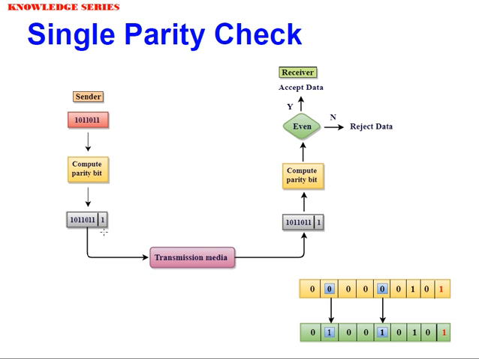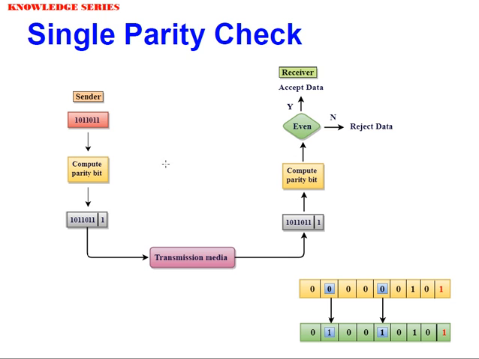At the receiver side, just like in the OSI model, the bits have come exactly the same, and it is going to compute the parity bit. At the receiver side, it is going to check for even parity. Since the incoming bit is an odd parity, it will say it is not even, so it is rejected data. If it is an even parity, it is accepted data.